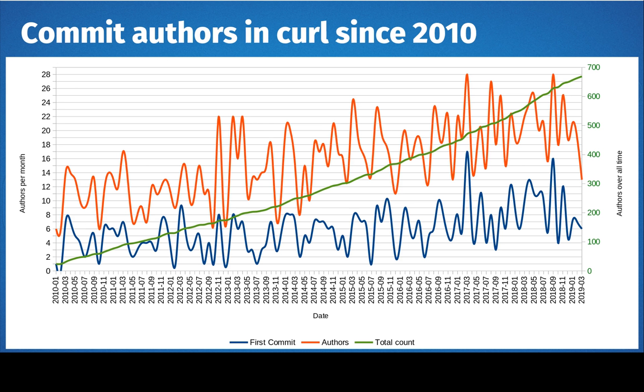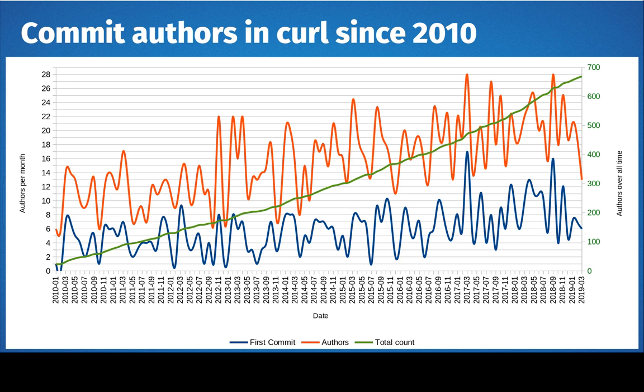I think it's fun that out of all these months since 2010, there's only one month that we didn't have a first-time committer, and that's February 2010. Zero. Every other month since then, we've had at least one person who wrote a patch for the first time in the project. Which I think is cool that we can maintain that trend. And the blue line is still fairly high up. It means a lot of people are doing things for the first time every month, basically.